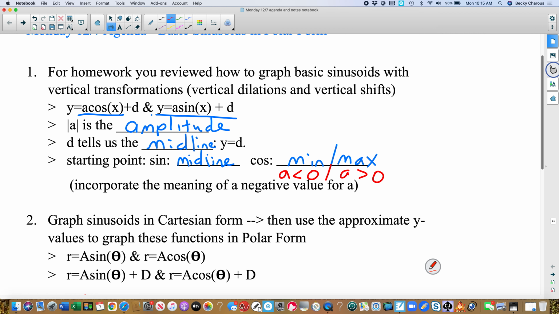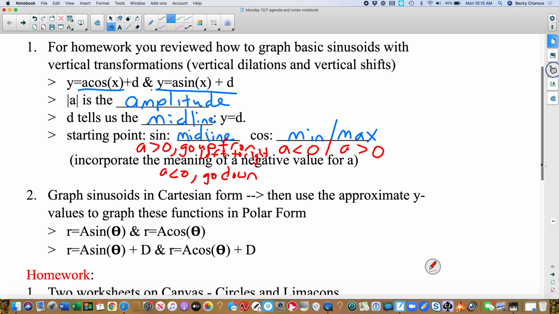The other thing we need to be concerned about with sine is that we start at the midline, but we need to know if we go up or down from left to right. If a is greater than 0, which way do we start plotting our points? Up. So if a is greater than 0, we go up from left to right, and if a is less than 0, then we go down. We'll practice doing some graphs together as we move on. Can I take a picture of this? Sure, or I can send this to you after class.